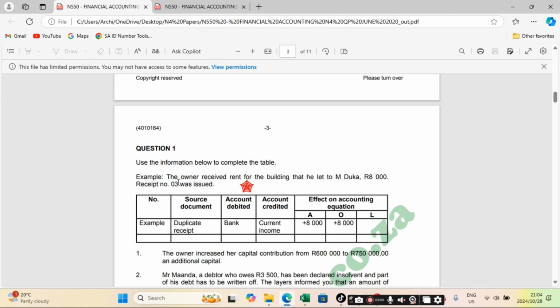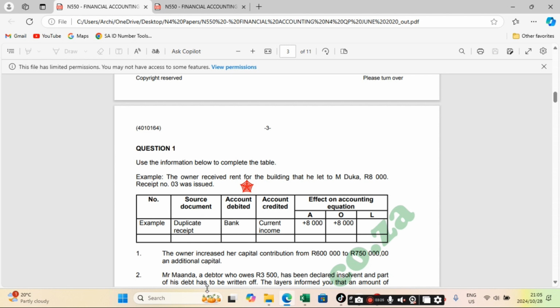We are given an example, so let's quickly analyze it. They're saying the owner received rent for the building that he let to Mr. Duka, 8,000. So the business is receiving 8,000. For what? For rent. In this case, we have our source document, account debited, account credited, and our accounting equation.